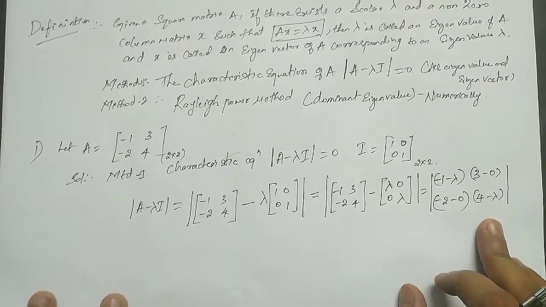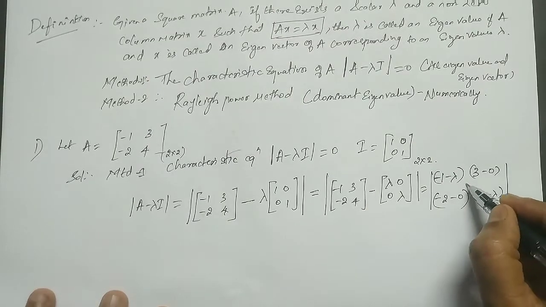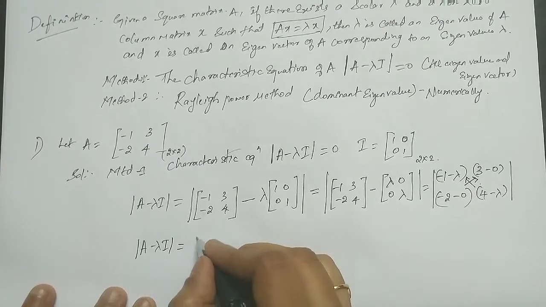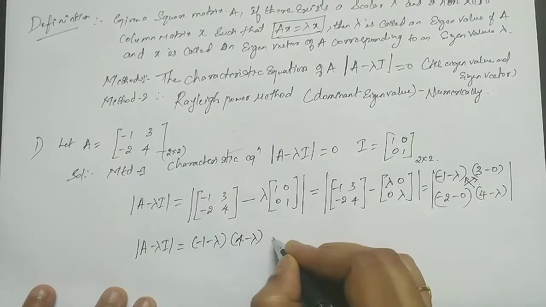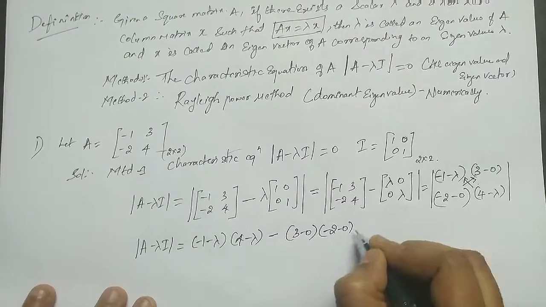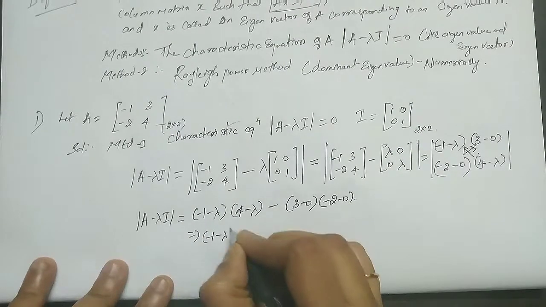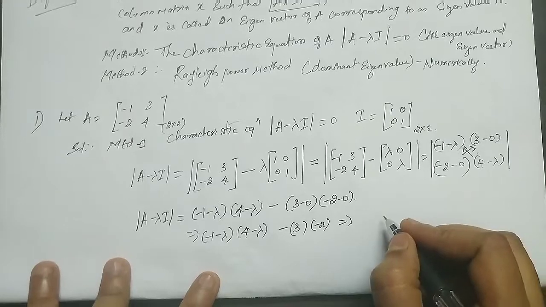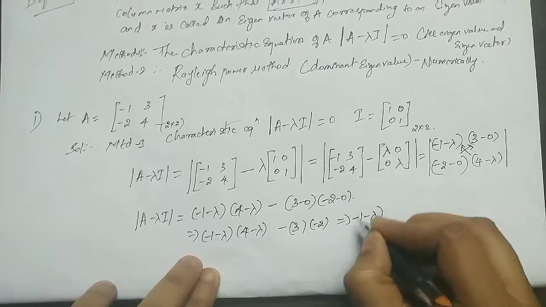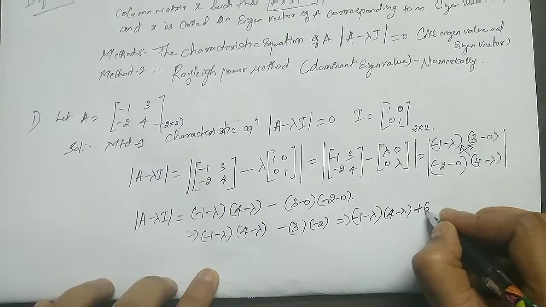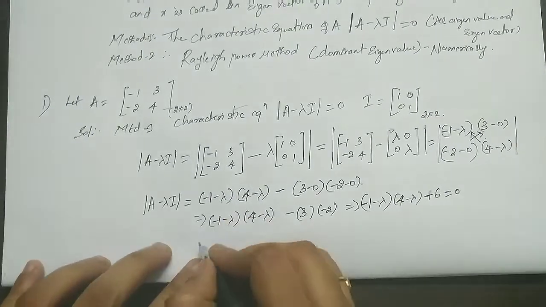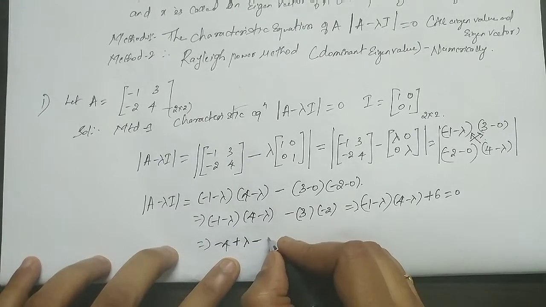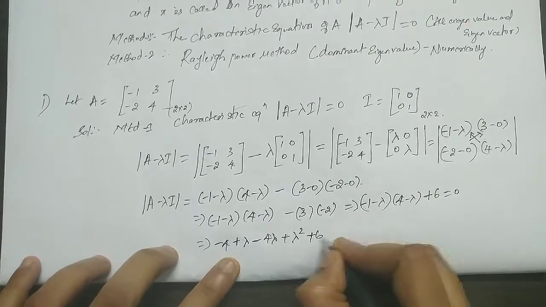Now we find its determinant by taking the product of the diagonal minus the product of the opposite diagonal. So A minus lambda I is equal to (minus 1 minus lambda)(4 minus lambda) minus (3 minus 0)(minus 2 minus 0). Here we have 3 into minus 2, carefully you have to multiply the terms. So we get (minus 1 minus lambda)(4 minus lambda) minus of minus 6, that is plus 6, equal to 0. Multiplying these terms, we get minus 4, plus lambda, minus 4 lambda, plus lambda square, plus 6 equal to 0.